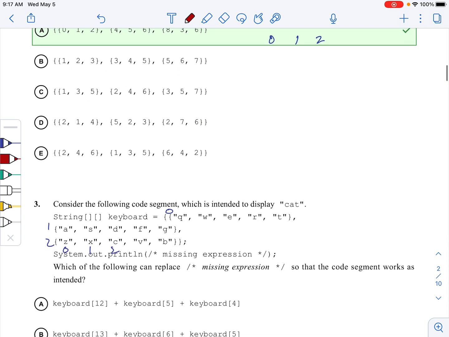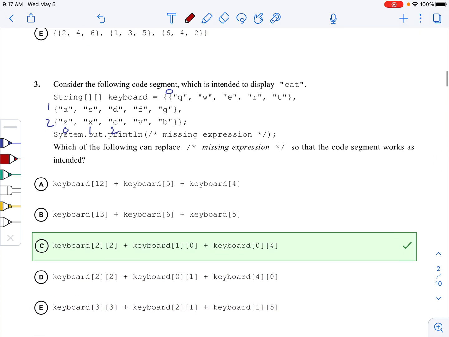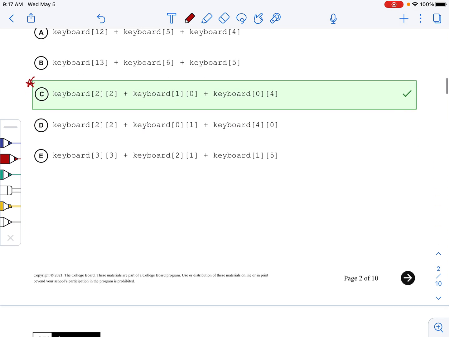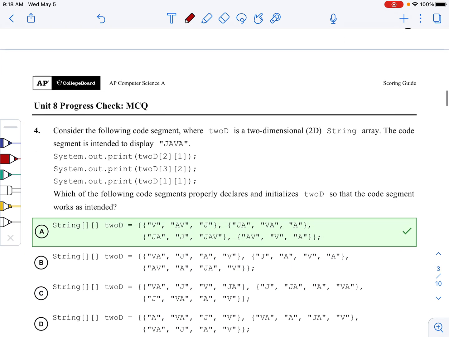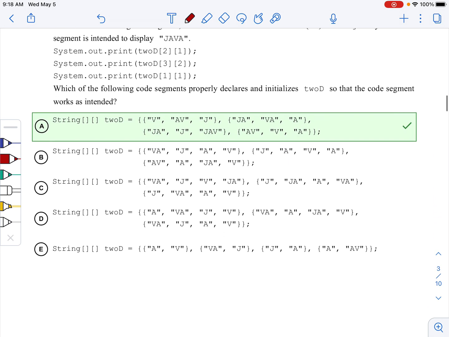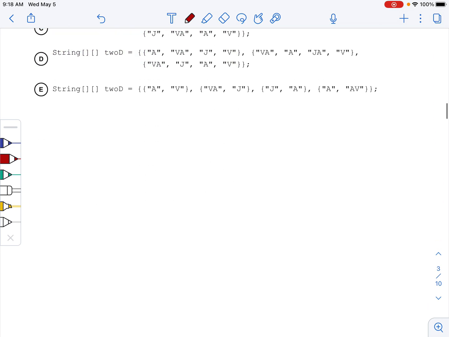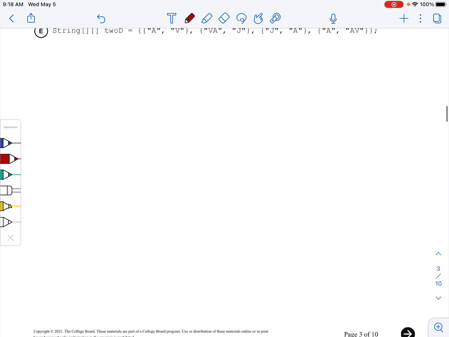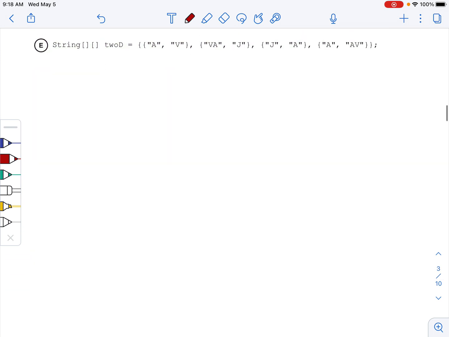Just remember that position. Similar thing here is how you're going to spell cat. You just have to reference values. Remember, that's a 0th array right here. This is the address 1 array. And so you just need to reference those correctly. And the answer is C for 3. Number 4 is very similar to that as well, kind of just backwards. So you'll just get better at these as you start to work with them. So number 4 is A.